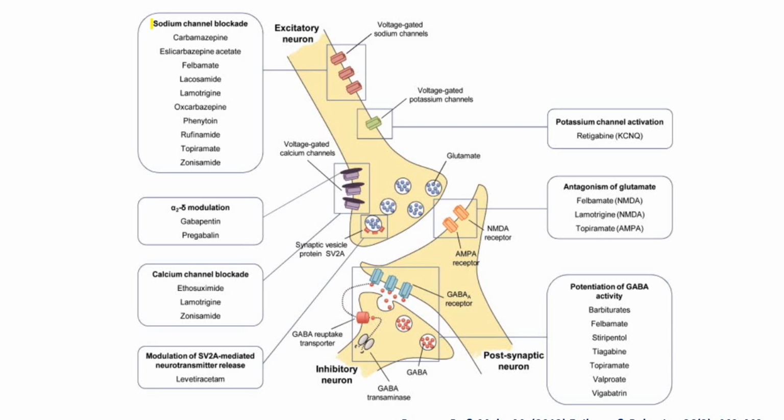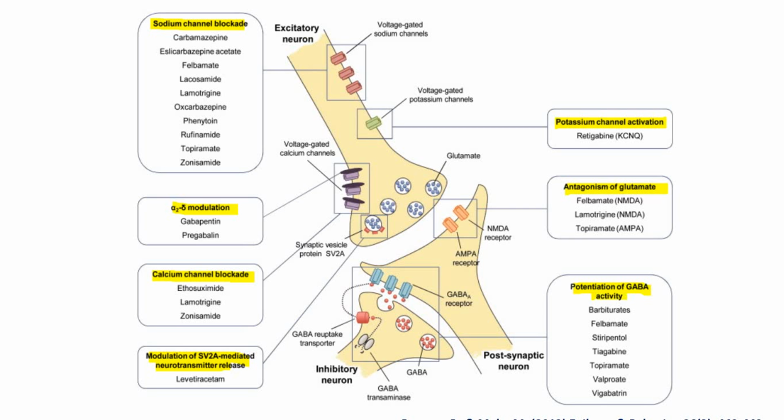So, which are the drugs which act at sodium channel blockade? Which are the drugs which act at potassium channel activation, antagonism of glutamate, potentiation of GABA activity, calcium channel blockade, alpha 2 delta modulation, modulation of SV2A mediated neurotransmitter release. So, this one single slide is equivalent to 10 pages of research paper, because in one single slide, the different drugs and their role, which ion channel or which neurotransmitter they target, is very nicely mentioned.